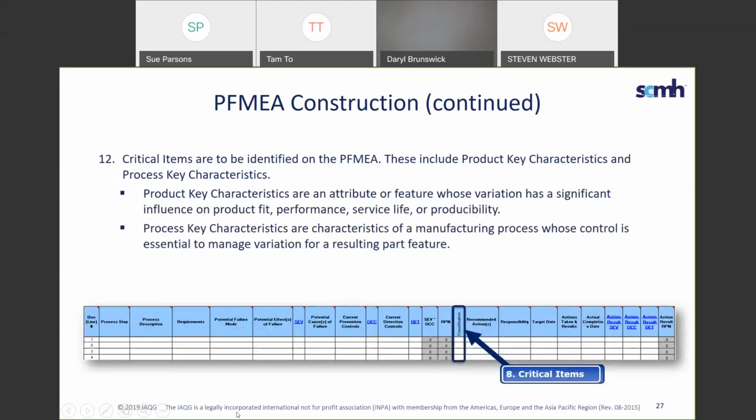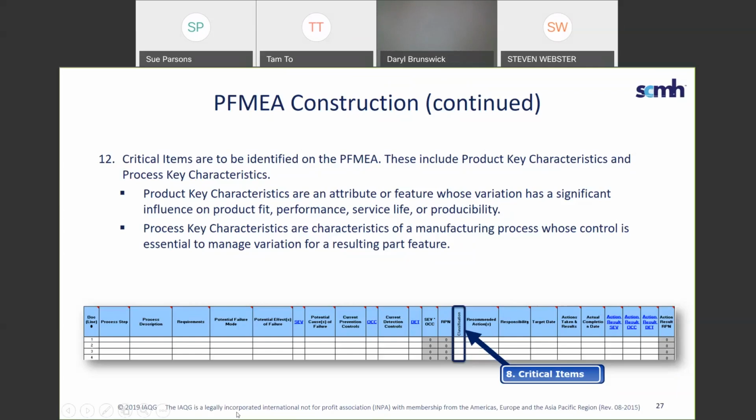Okay, next slide. When you get to classification, this is where, if a KC is listed on the product, a key characteristic is an attribute or feature, you put KC, process KC, critical item. This is where you put your nomenclature for those features. Again, your product key KCs come from your DFMEA or your design risk analysis.